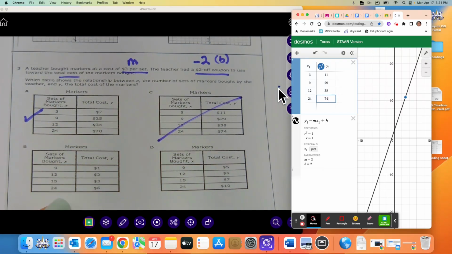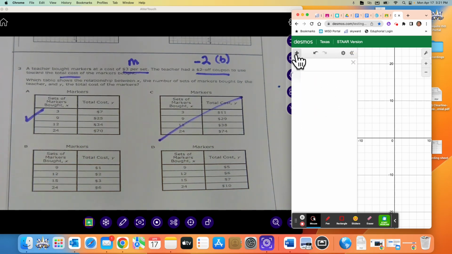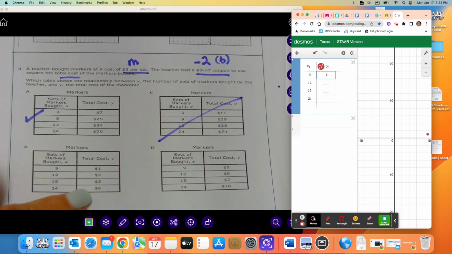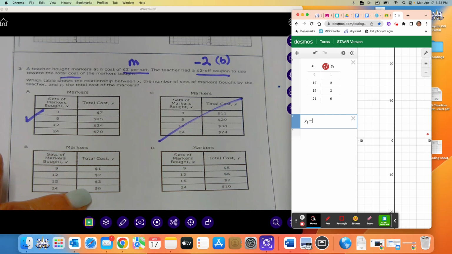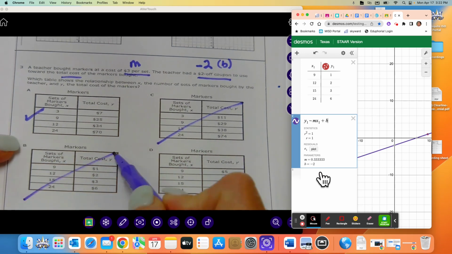Okay. I'm going to put in this one. If you notice, my X values are different. So I'm going to go ahead and just start over from scratch. So in my table, I'm going to put 9, 12, 15, and 24. Under Y1, I'm going to put 1, 2, 3, and 6. On line 2, I'm going to put Y1 squiggly, MX1 plus B. And for M, I get 0.333, and B is -2. My B is correct, but my slope is not. So it's not this one.